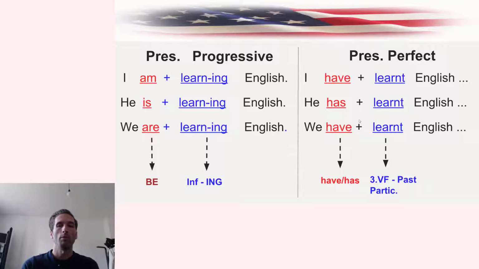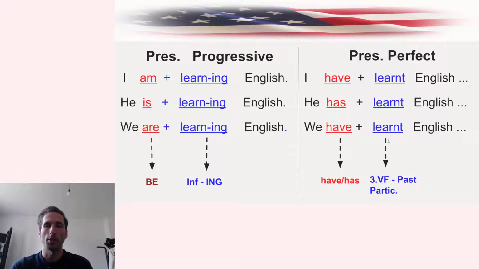If we use plural forms such as we or they, we have to use have. Also with you, it's also have. So everything but he, she, it is have. He, she, it is the only exception. There we have to use the helping or auxiliary verb has, and then a third verb form or past participle, and that would be learned.